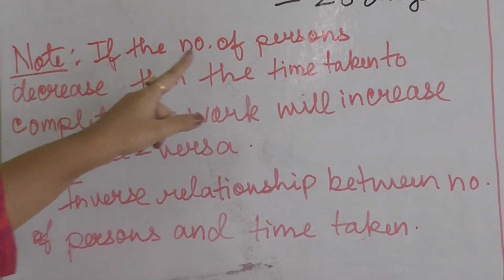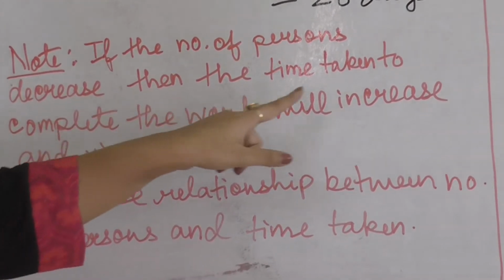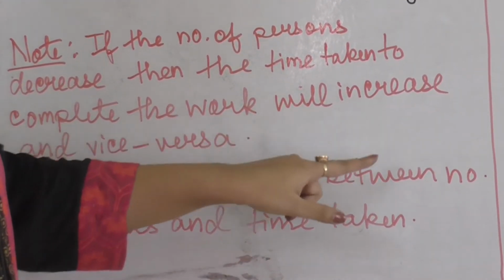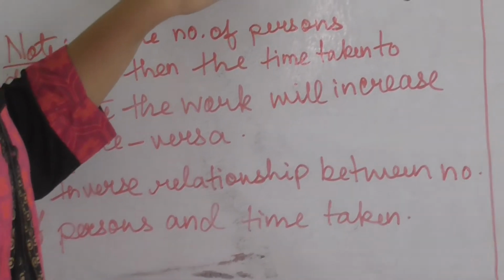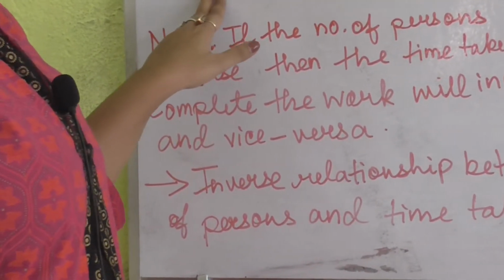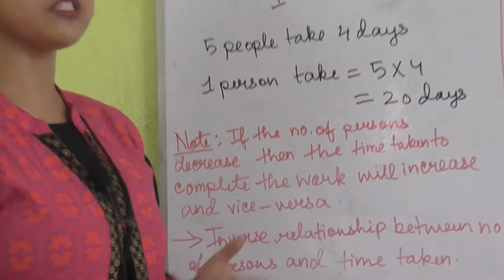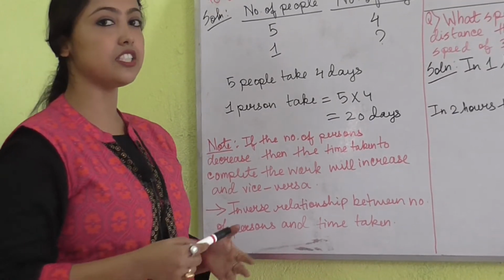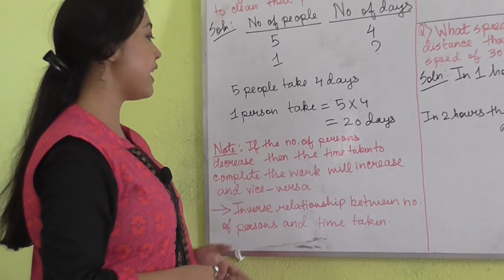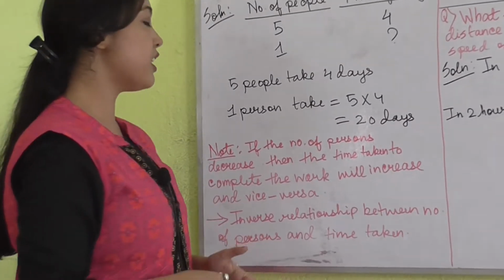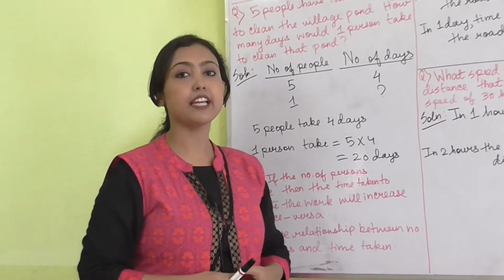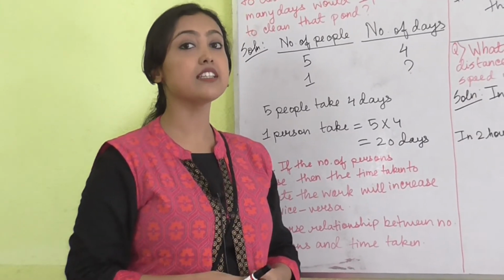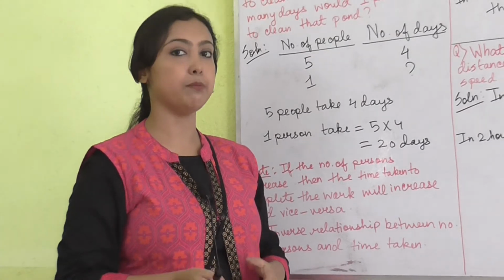Vice versa means if the number of persons increases, then the time taken to complete the work will obviously decrease. Here you can see that when 5 people were completing the work in 4 days, and it was told to complete the work by one person, then more time is required. So this is showing an inverse relationship between the number of persons and time taken. When the number of persons is decreasing, the time taken to complete the work is increasing. That is known as inverse relationship between time and number of persons. Hence, I will proceed to the next problem.